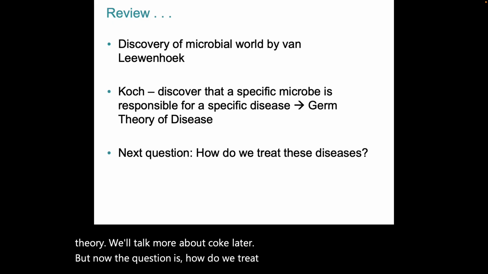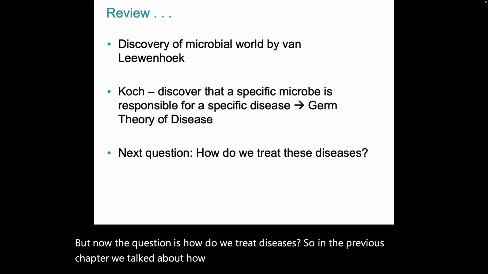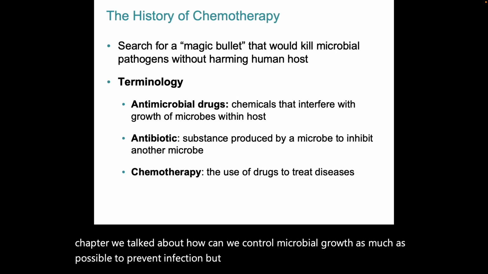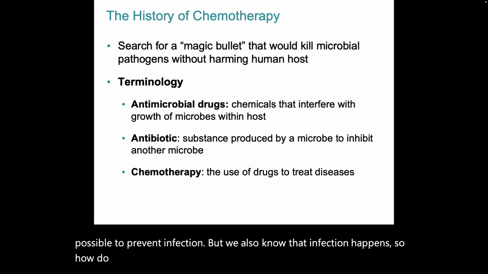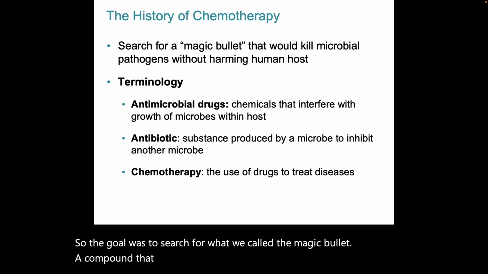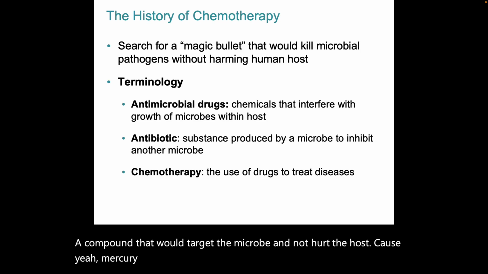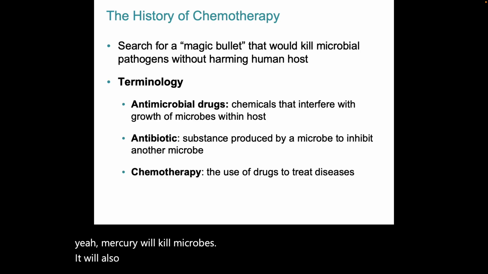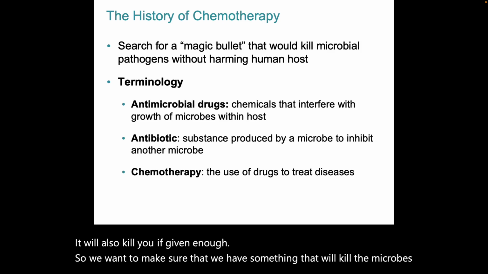So in the previous chapter, we talked about how we can control microbial growth as much as possible to prevent infection. But we also know that infection happens. So how do we get rid of infection when it happens? The goal was to search for what we called the magic bullet, a compound that would target the microbe and not hurt the host. Because yeah, mercury will kill microbes. It will also kill you if given enough. So we want something that will kill the microbes and not harm the host.